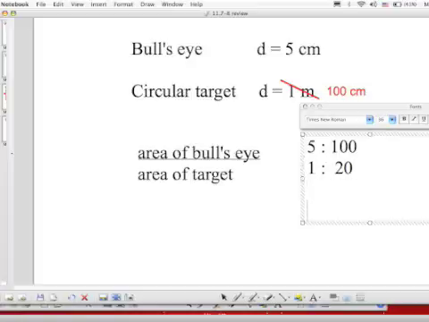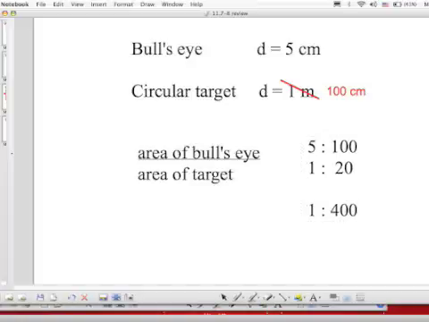Well, if that's the scale factor, the area ratio is the probability that it will hit in the bullseye, because it's the bullseye area compared to the target area in simplest terms. And how do we find an area ratio? We square both terms. So our probability would be 1 in 400.